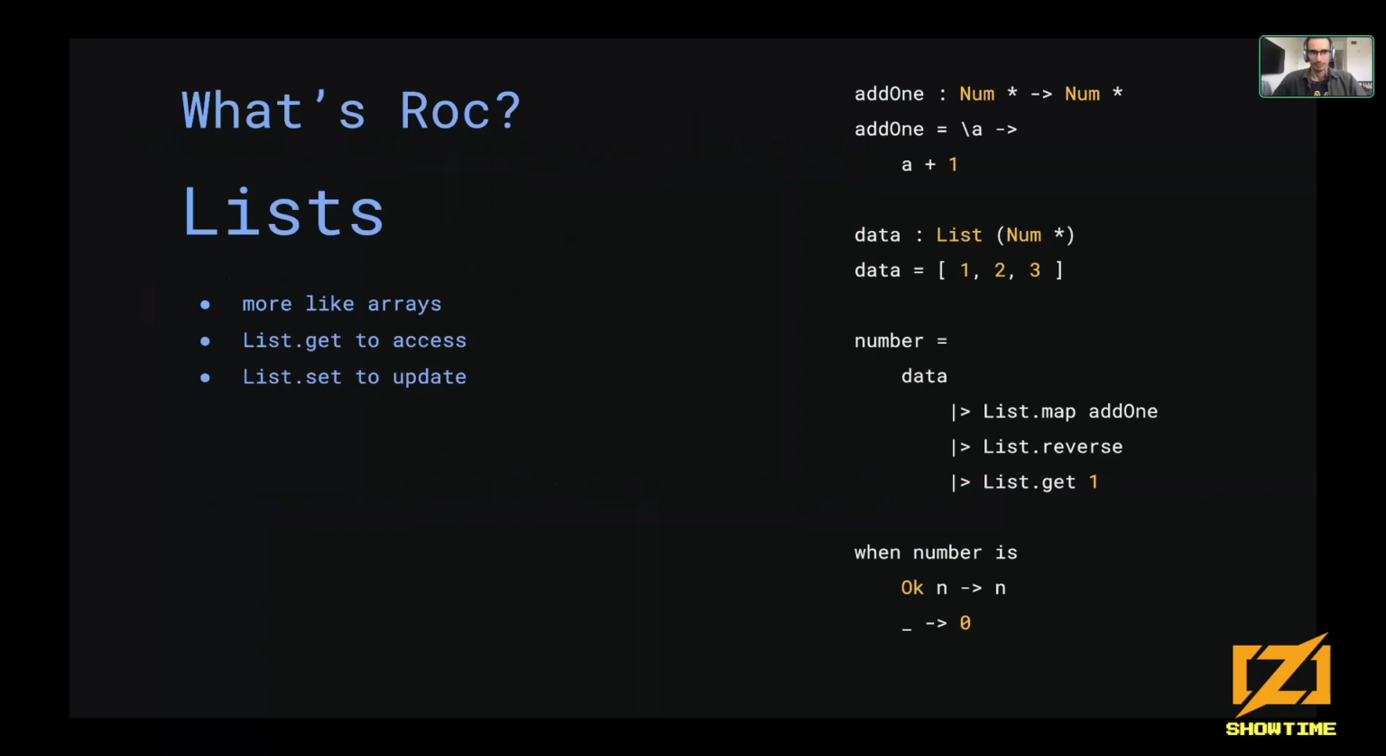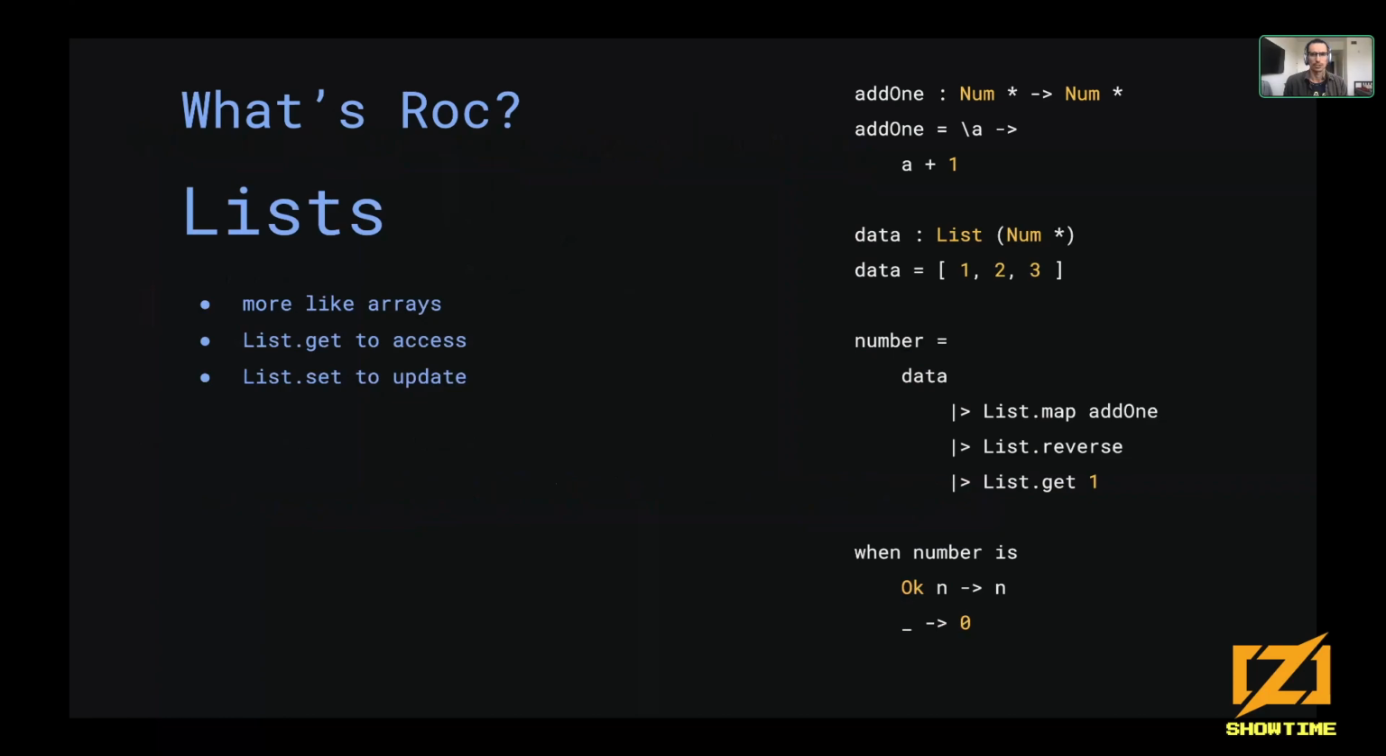So let's look at a little bit of code. Rock has lists. Lists are more like arrays. You access with list.get, you update with set. And on the right here, we have some code. We're defining an addOne function. It takes a number, returns a number. And you can see the lambda syntax here. We're just going to take a plus one, nothing too complicated.